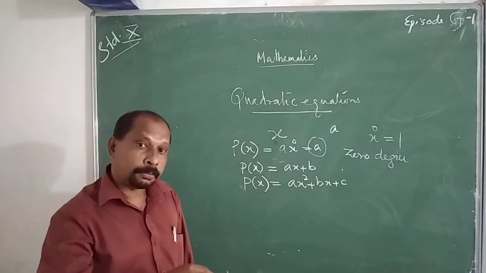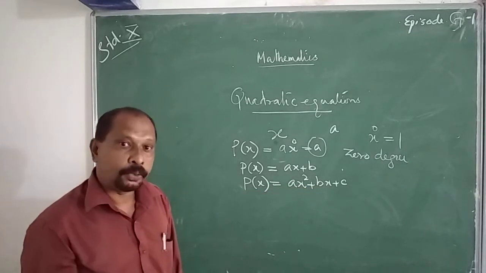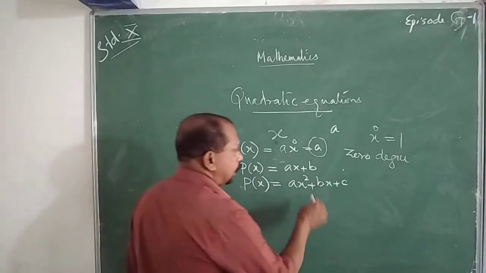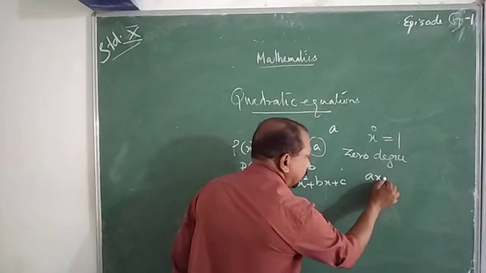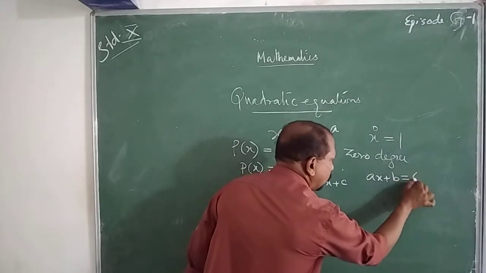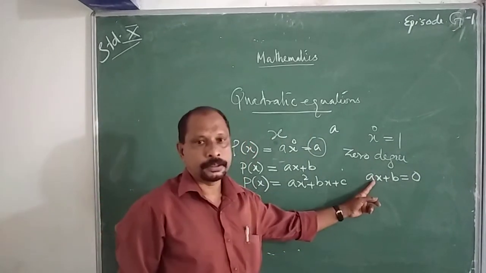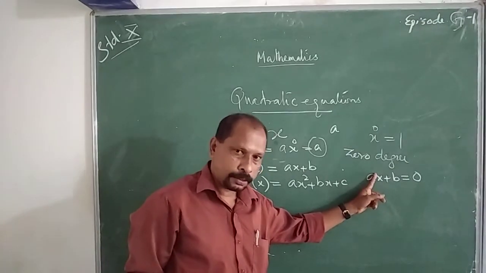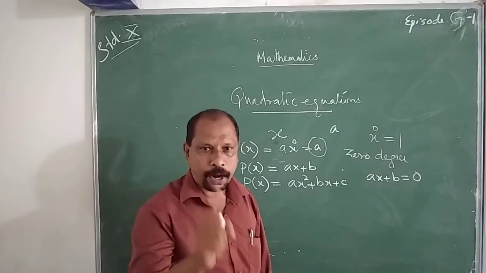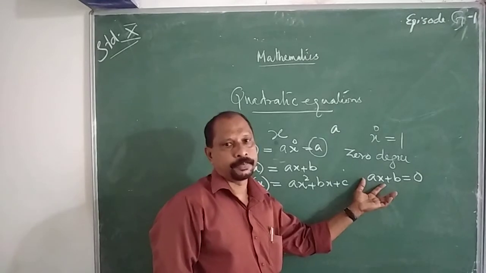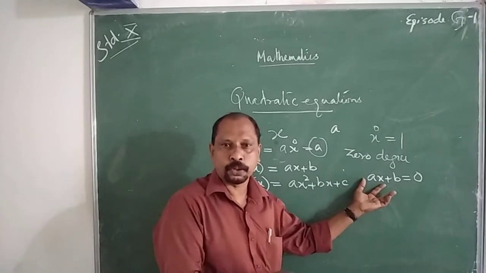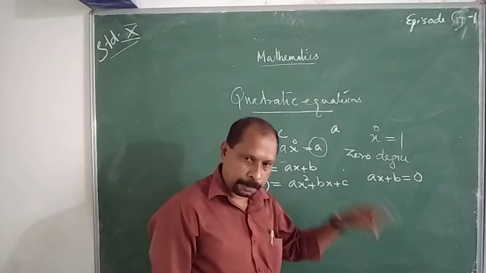Then this polynomial can be replaced by an equation. Therefore, ax plus b is equal to 0. That is an equation, and the variable is x. The power of that variable is 1. Therefore, there is only one value for that variable x. That is also known as the solution of that equation.